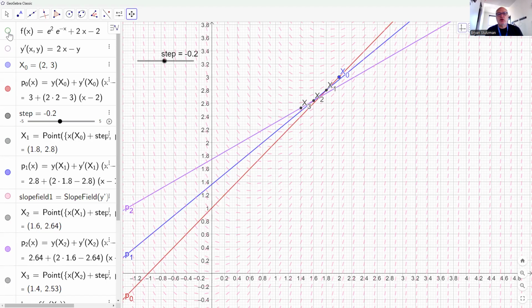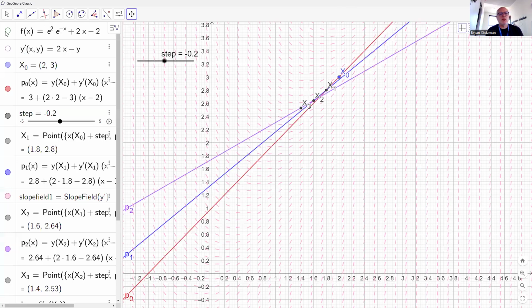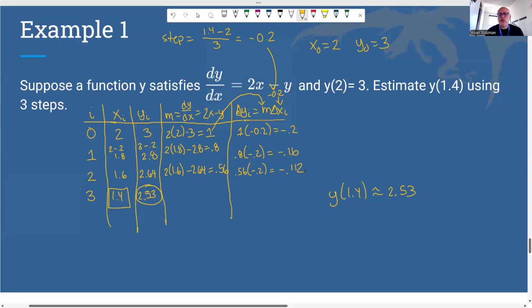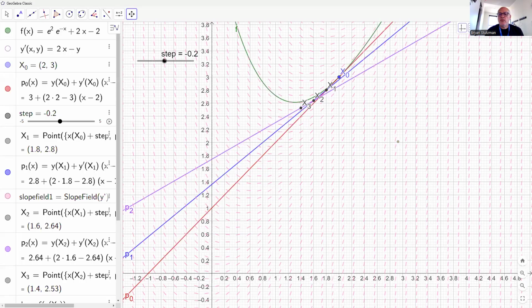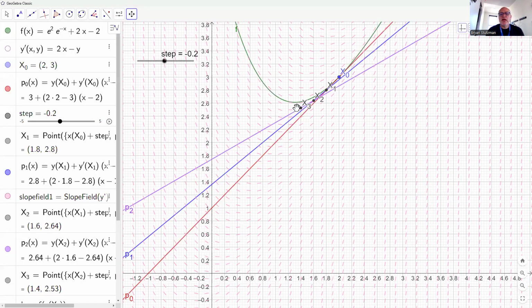Now, the actual solution to this differential equation, dy/dx equals 2x minus y, is this curve, which is e squared times e to the negative x plus 2x minus 2. How we got that solution is beyond the scope of this class, but that gives you this curve.